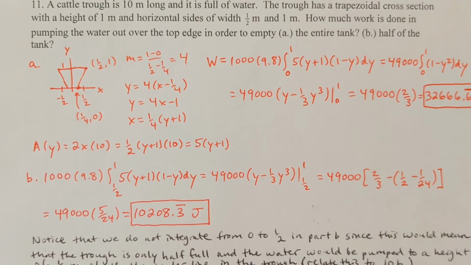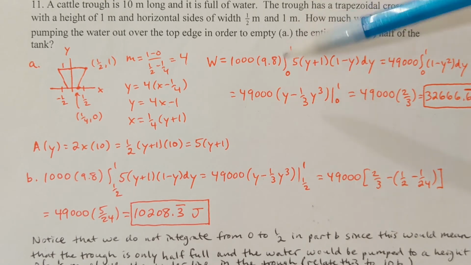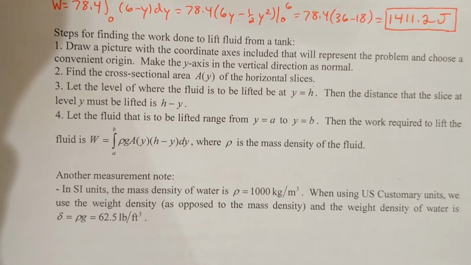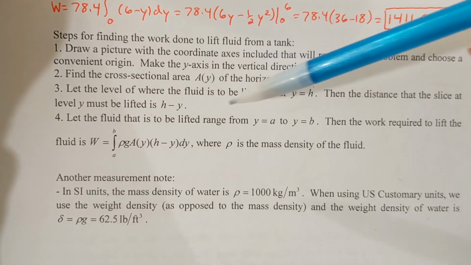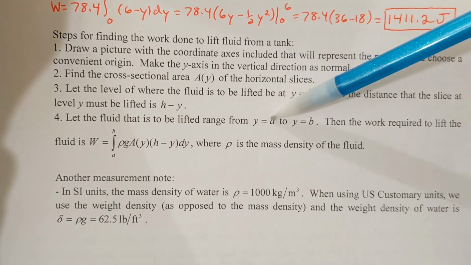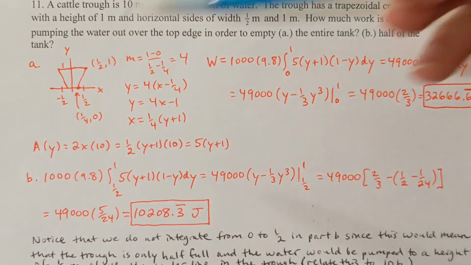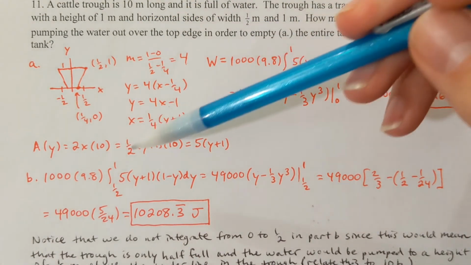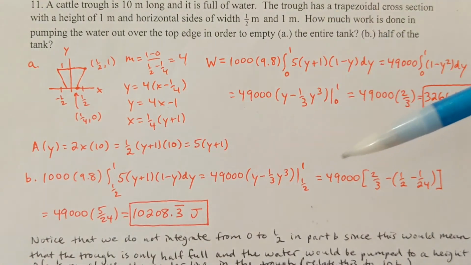Now, the only change from what we had set up before is going to be the bounds on the integral. It says the fluid level that is to be lifted is going to range from y equal a to y equal b. Well, I'm removing the top half of what we see in the tank. So I'm going to want to go from 1/2 to 1. Everything else is going to stay the same.